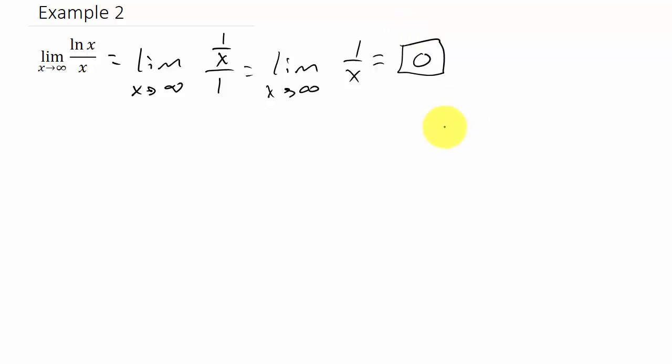Alright, so I hope these two examples help. They're pretty easy, pretty basic.